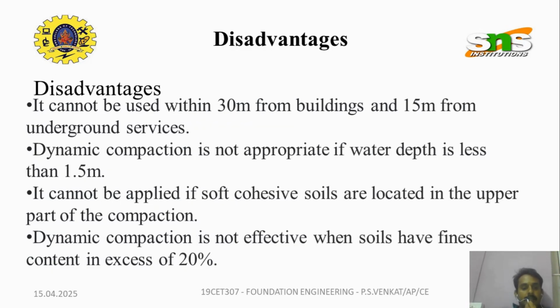And the major disadvantage of dynamic compaction is that it is not suitable close to buildings due to high vibrations. In this method it cannot be used within 30 meters of existing buildings. It must be kept at least 15 meters away from underground pipelines and services. If the water table is too shallow, less than 1.5 meters from the surface, the technique becomes ineffective. And also, if the soil has more than 20% of fine particles, it is significantly less effective. These limitations guide engineers in deciding when and where to apply this technique.